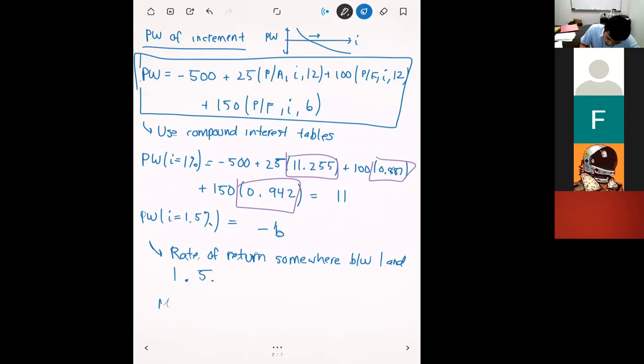But there's no point, because at this point we can see that if we remember that our MARR was 10%, no matter where we interpolate, our rate of return is going to be much, much less than 10%.